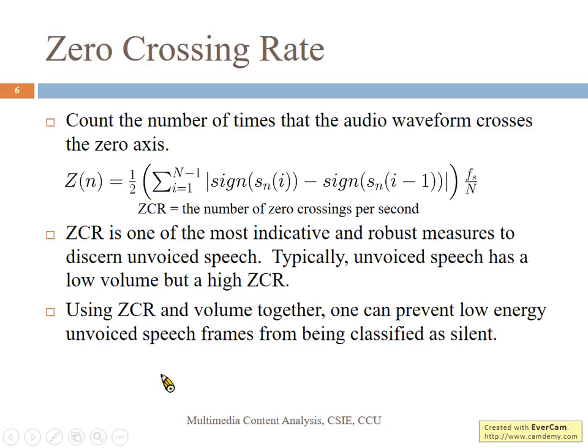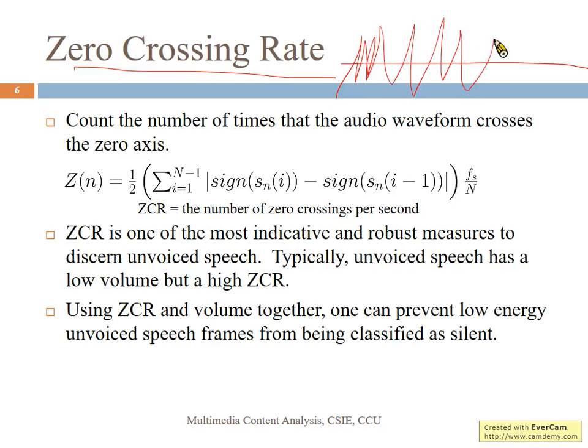The second simple feature is called zero crossing rate. Remember that a given audio signal may look like this. The so-called zero crossing rate is, in a second, how many zero crossings like this. From positive to negative, there is a zero crossing here. From negative to positive, there is another zero crossing here. So we just calculate on average for every second how many zero crossings there are in this audio signal.